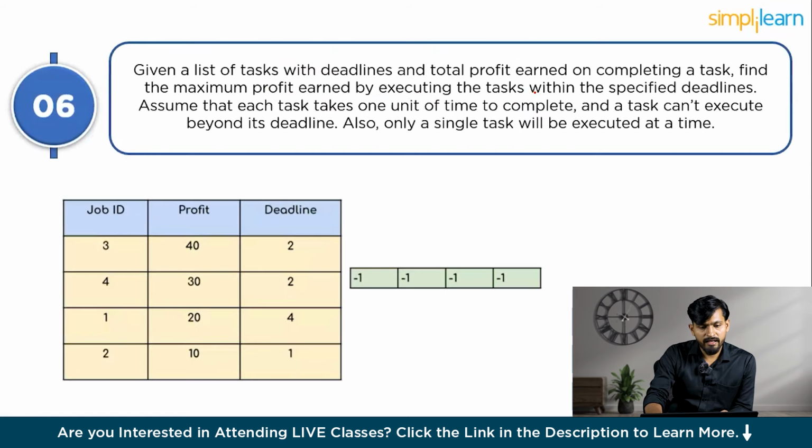Now, if you see this diagram, we can see that for this given problem, there is a job ID, a profit, and a deadline. Now, how are we going to execute this problem? The idea is that if we want to solve this problem, we can take a greedy approach.